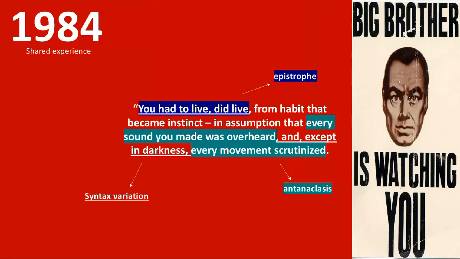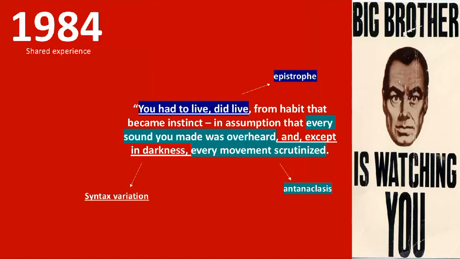In addition, Orwell implements the repetition device epistrophe to highlight "had to live, did live," as being forced to follow the absurd doctrines of the party, therefore Winston having his sense of individuality being stripped away from him. Moreover, Orwell comments on the hegemonic ideology about the dominating leadership tactics of the government. "Every sound you made was overheard, every movement scrutinized."